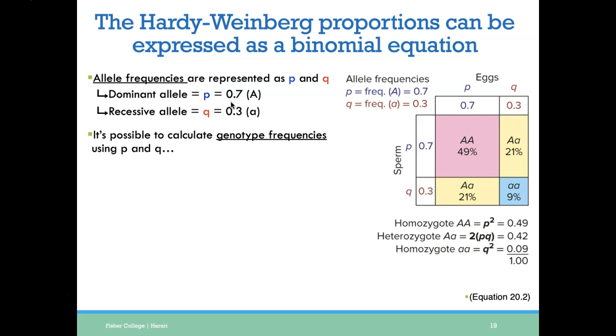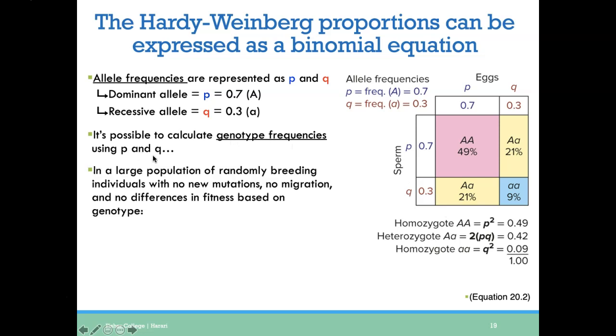So I want you to look at this Punnett square because it's possible to calculate genotype frequencies using p and q. So in a large population of randomly breeding individuals with no new mutations, no migration, and no difference in fitness, so there's a Hardy-Weinberg assumption, we can say that p squared plus 2pq plus q squared equals 1.